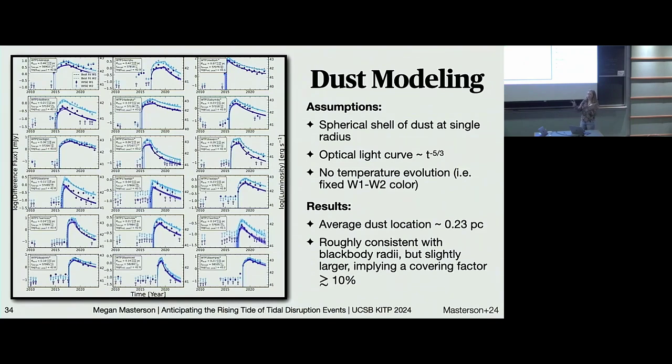The light curve shape is set entirely by the dust distribution. So in a sense, this fast rise followed by slow decay means we're selecting something with kind of a spherical shell of dust.